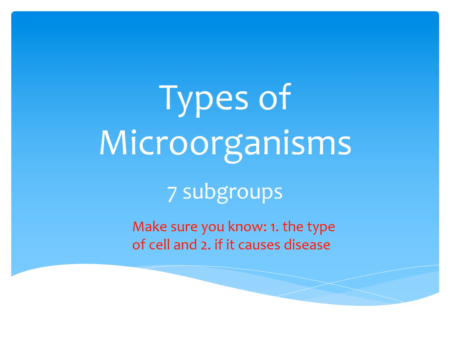All right, we are going to start the 7 subgroups of microorganisms. What I need you to know for each one of these 7 subgroups is 1, the type of cell, and 2, if it causes disease. So make sure you take notes on both of those.